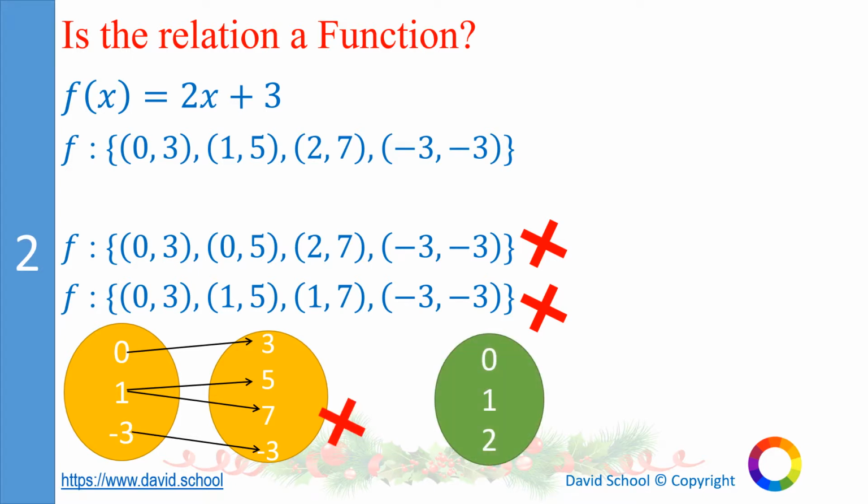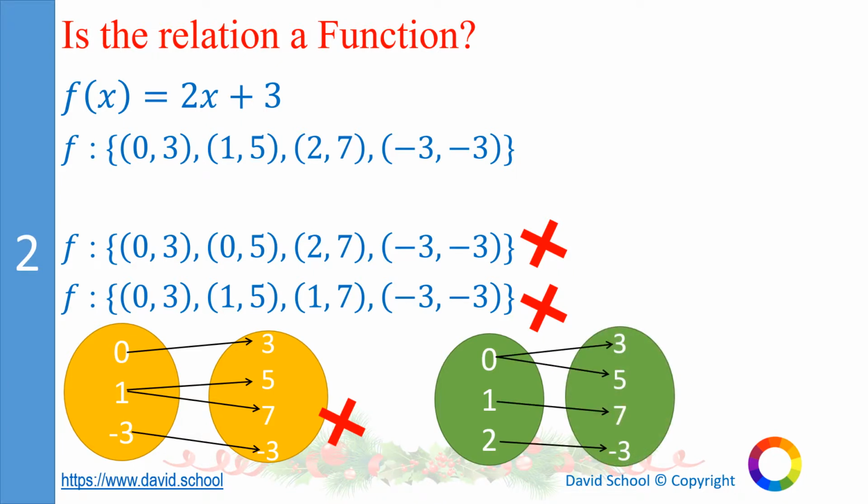What about this? The input 0 has two outputs, 3 and 5, again, which is not possible. Therefore, this is also not a function.